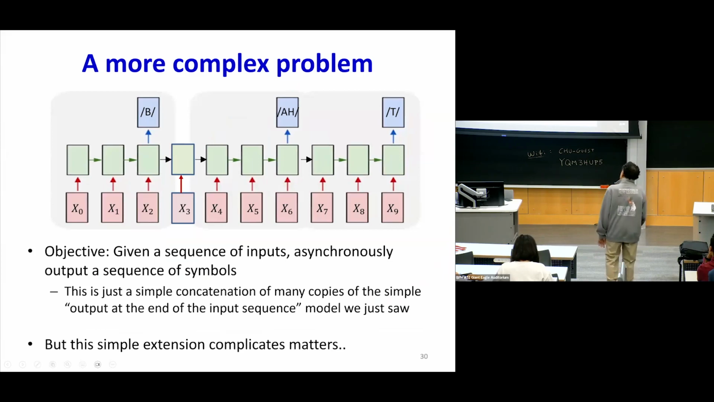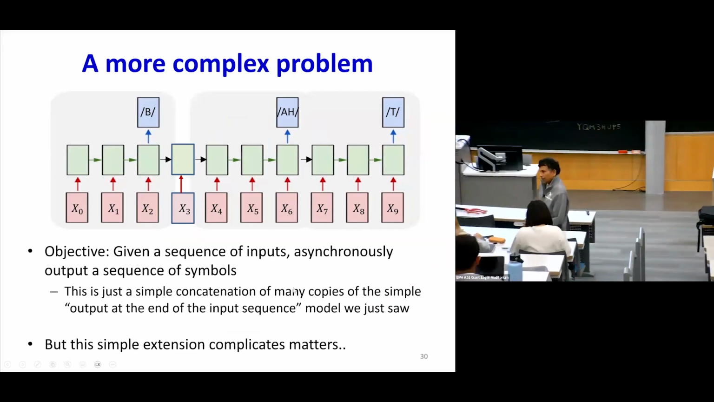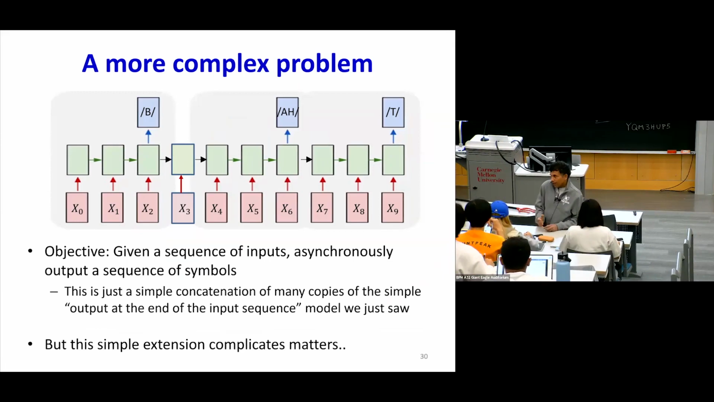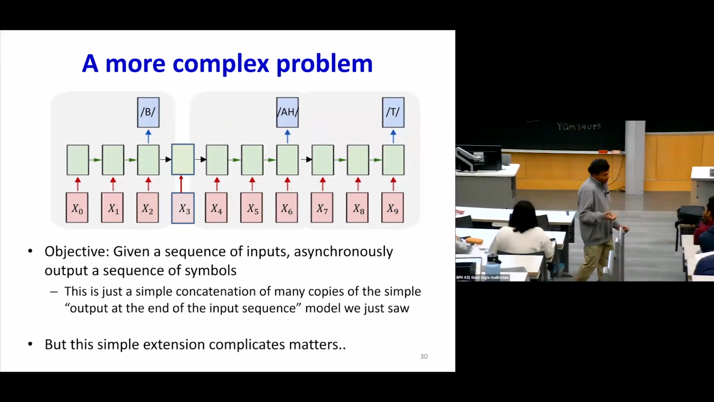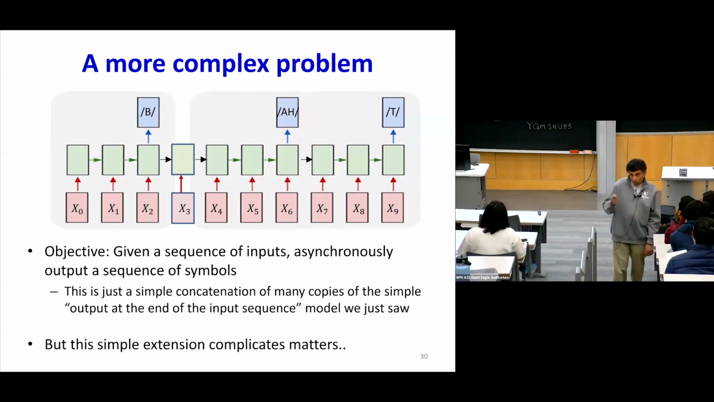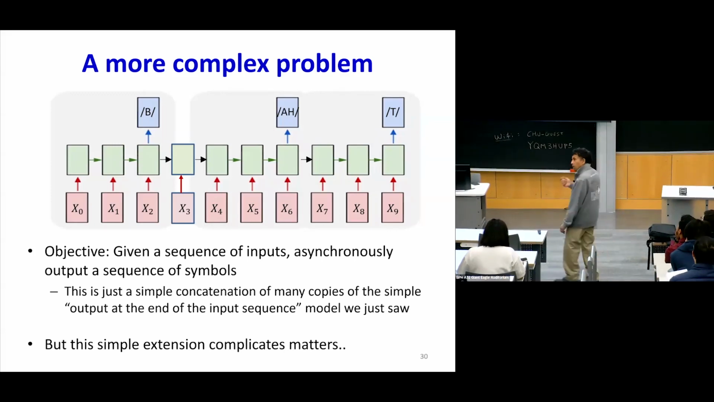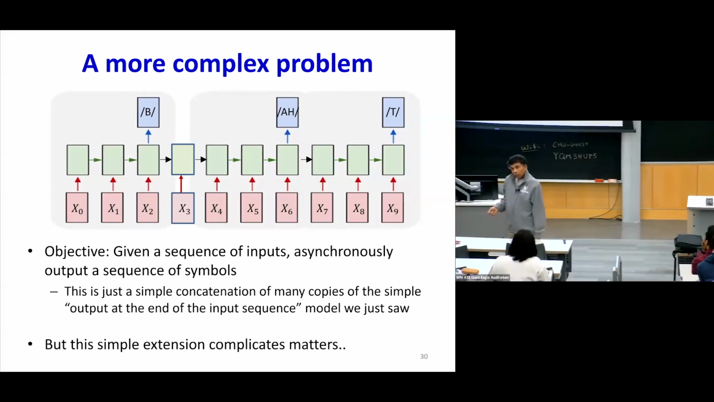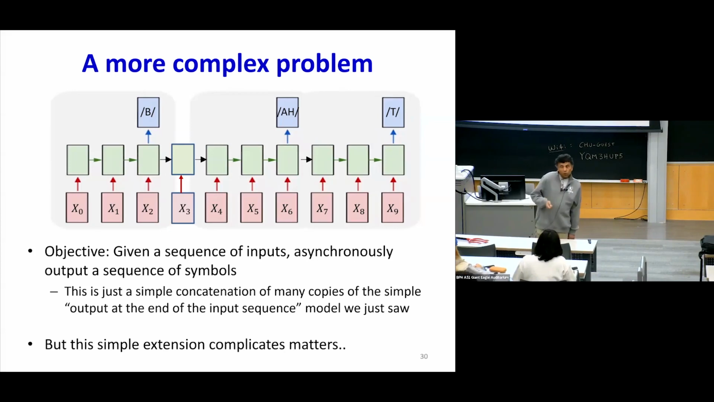You're given a sequence of inputs, and you have to asynchronously output a sequence of symbols. Once again, think of the problem of speech. I give you the word hello, and you have to output h, e, l, and o, right? You know that, at least in principle, the sounds are these four, h, e, l, and o, but where exactly do you output them? For this, you would need to know where the h ended.